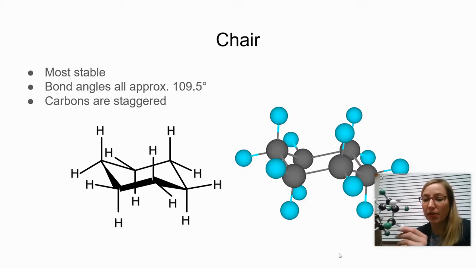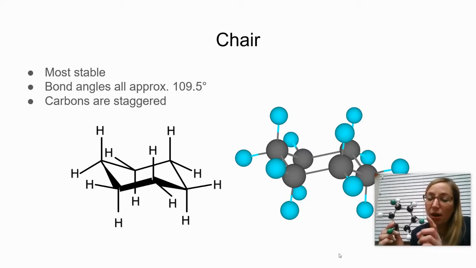Now, I have to point out that on my cyclohexane, I placed white and green atoms as hydrogen atoms. The reason I did that: green is usually a halogen, like fluorine, chlorine, bromine, iodine. I'm going to use green to represent hydrogen to show you something in just a minute. So for now, let's say that all of the green and white are hydrogen.